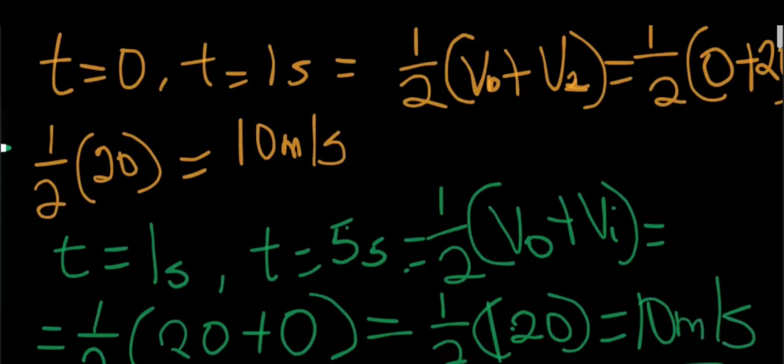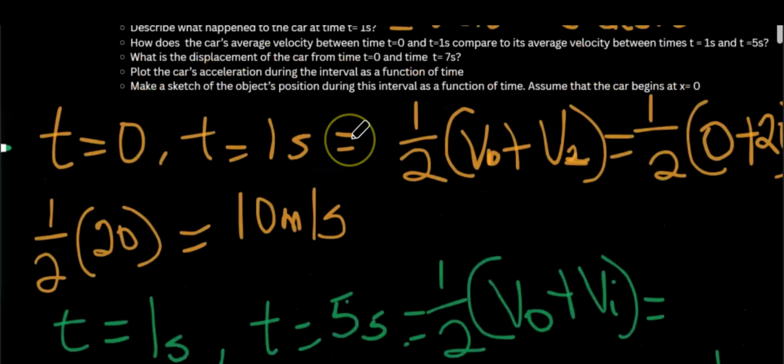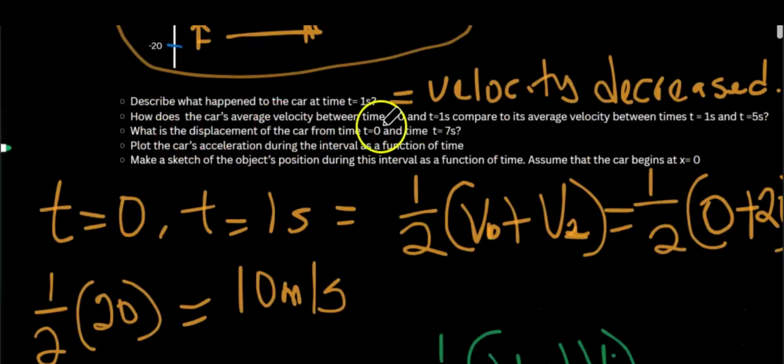So in a nutshell, the two average velocities are the same thing. The average velocity between t equals 0 and 1 second is the same as between t equals 1 second and 5 seconds. All right? Okay, let's look at the next question.